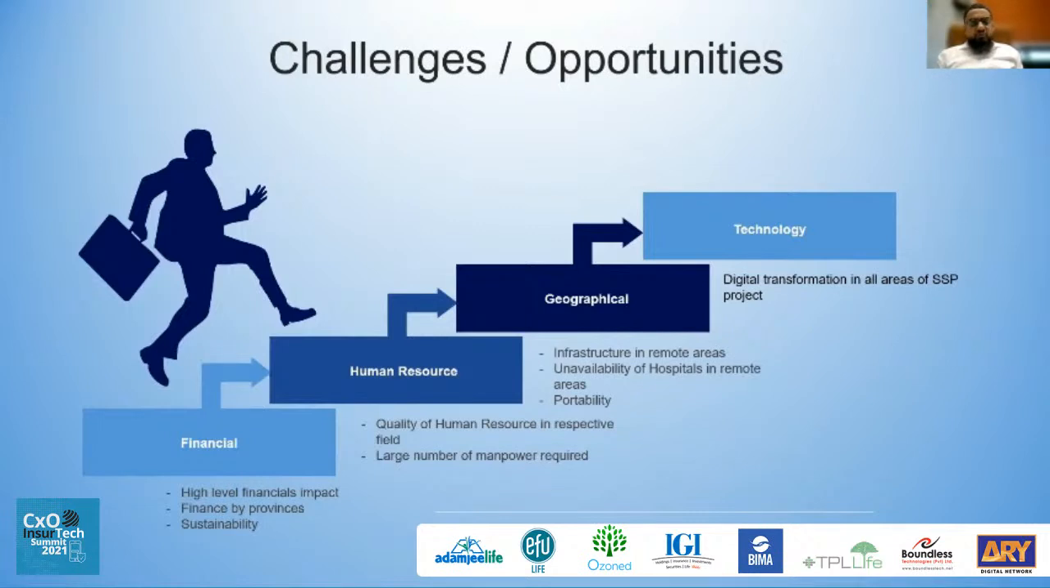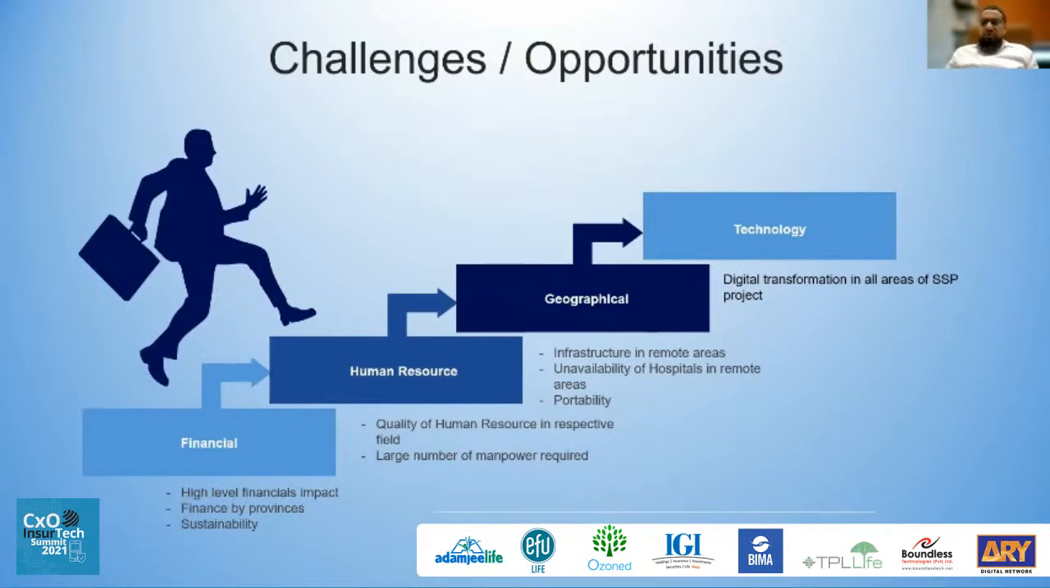Geographically, the infrastructure is remote. Unavailability of hospitals is a big challenge. This is a topic of healthcare, and the government is into it: how to take up this challenge. And the portability. Portability means a customer living in KPK, how will he get treatment from other provinces? So these are the challenges.